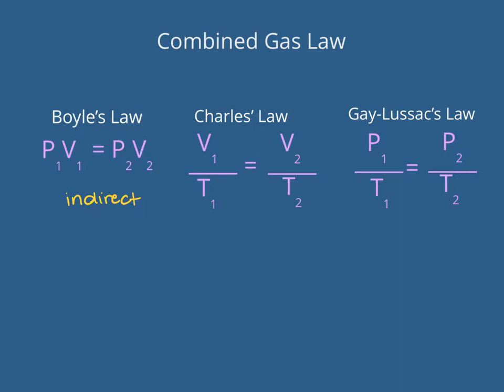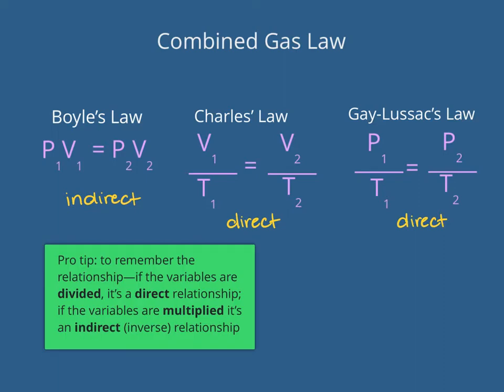In Charles's law, which is V1 over T1 equals V2 over T2, the relationship between our variables is direct. As temperature increases, volume increases. And finally, in Gay-Lussac's law, which is P1 over T1 equals P2 over T2, the relationship of our variables is also direct. As temperature increases, pressure increases, and vice versa.